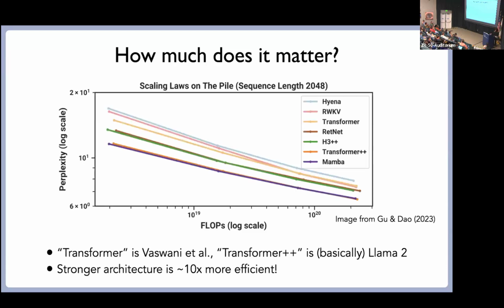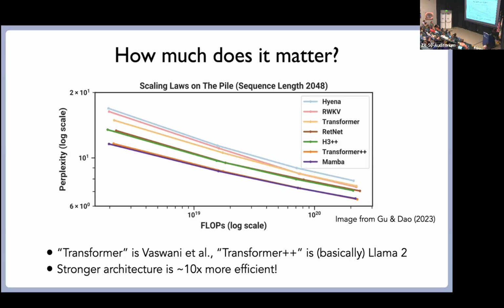So I'll just show one graph from another paper that is not the llama paper or the transformer paper. It's a paper from Gu and Tao. They compare many different models. The y-axis is perplexity. It's kind of like accuracy, but the lower means better. Here they compare many different models, but we can think of Transformer as the original transformer and Transformer++ as the implementation of llama 2.